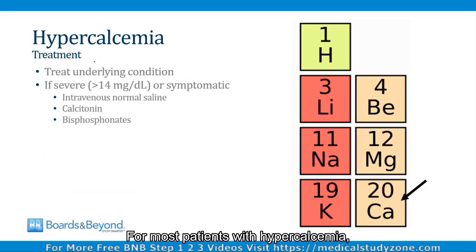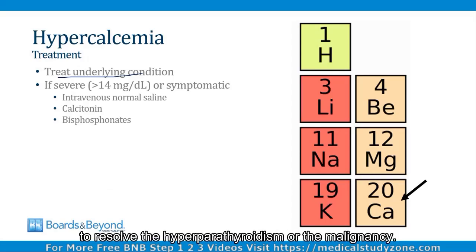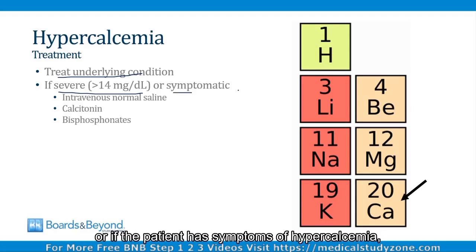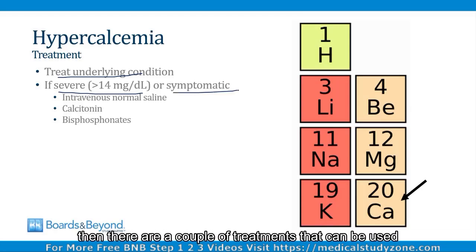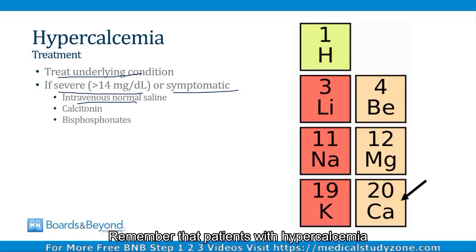For most patients with hypercalcemia, the treatment is simply to treat the underlying condition, to resolve the hyperparathyroidism or the malignancy. If the calcium elevation is severe, and severe is usually defined as greater than 14, or if the patient has symptoms of hypercalcemia, then there are a couple of treatments that can be used acutely in the hospital. The first one is intravenous normal saline. Remember that patients with hypercalcemia become volume depleted, so they need fluids.